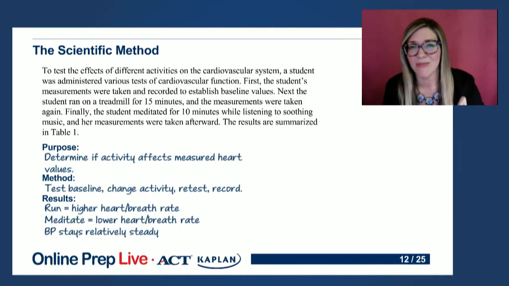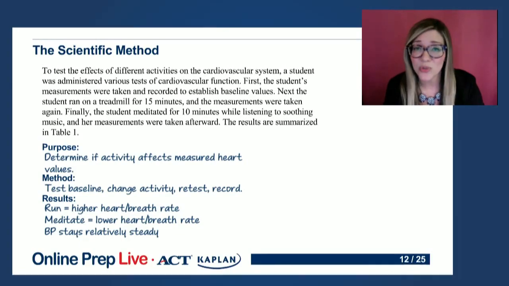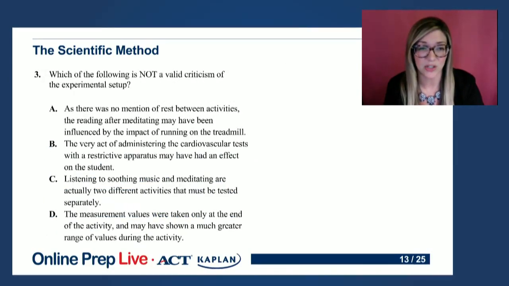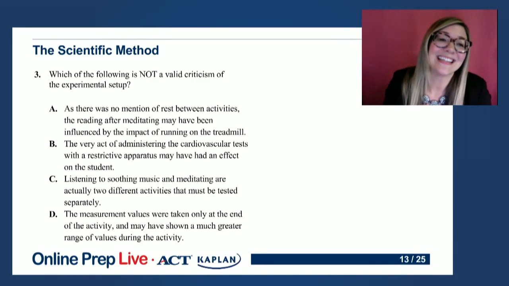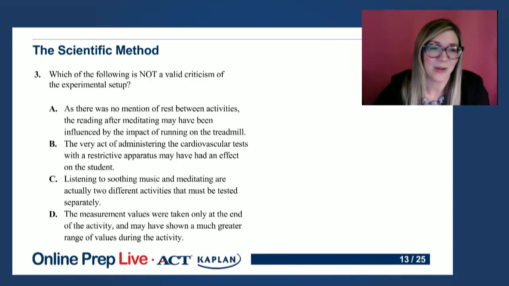All right, so now that we understand our scientific method, let's see how we can actually use that reasoning to answer some questions. So question 3 looks a little bit long. I want you guys to take a look at this question stem and tell me if there's anything that stands out to you, like the first thing that you might see. What's the first thing you see here? I see something in all capital letters. I bet you see it too. Which of the following is NOT a valid criticism of the experimental setup?